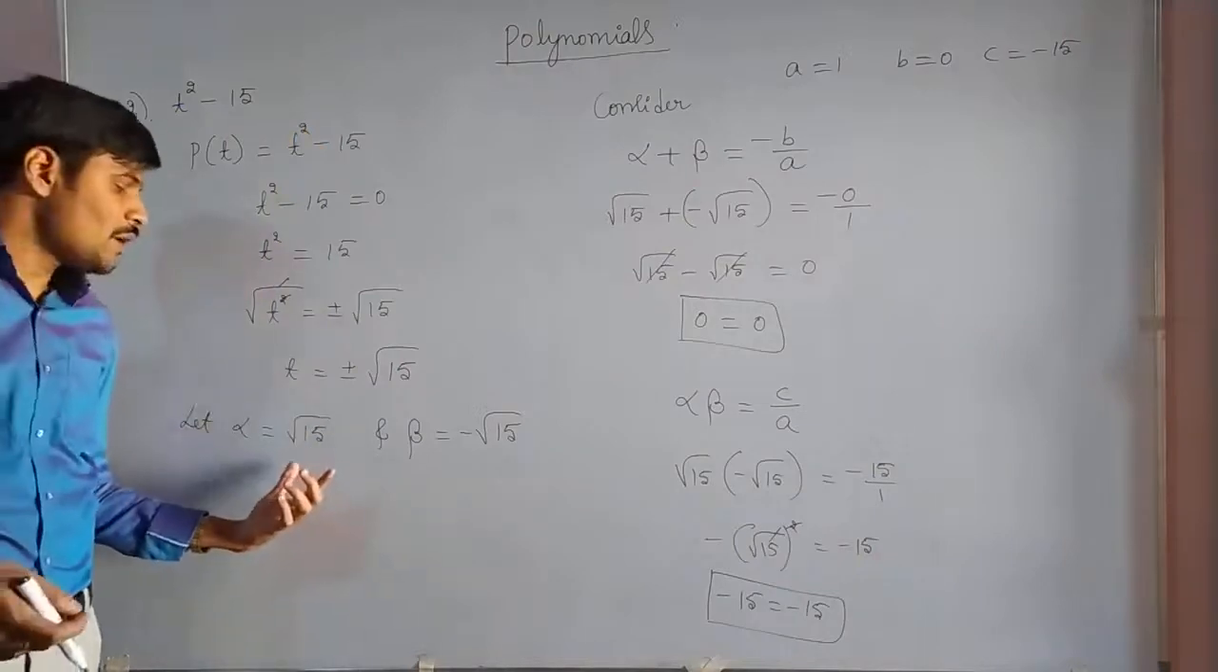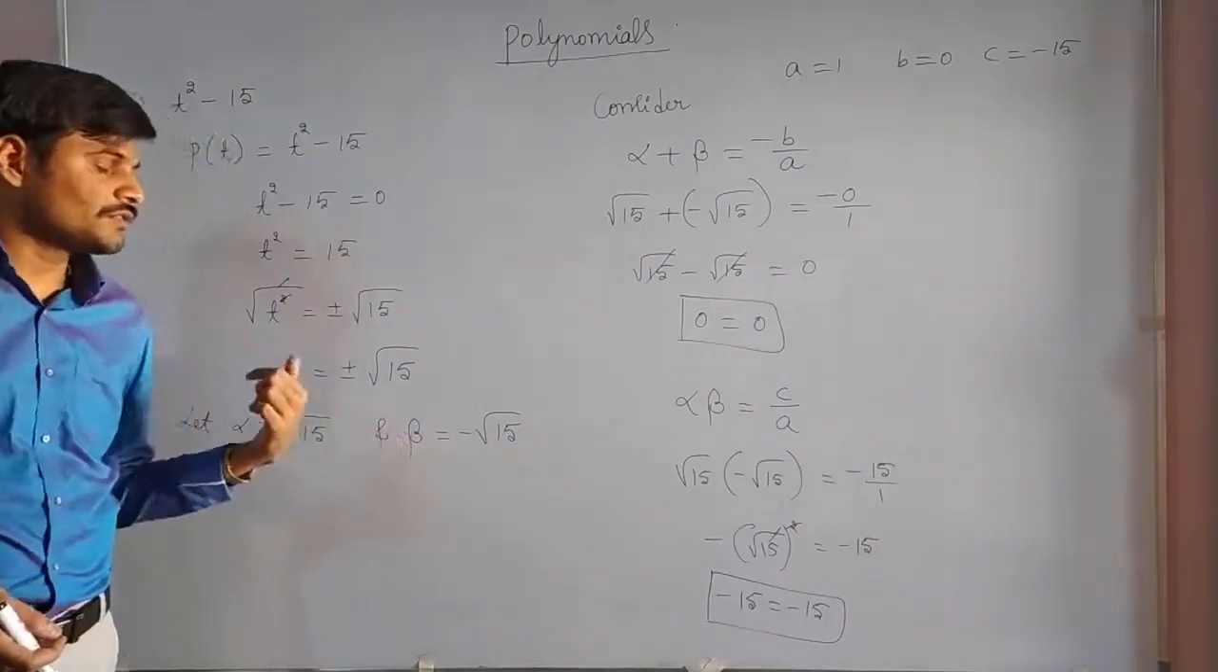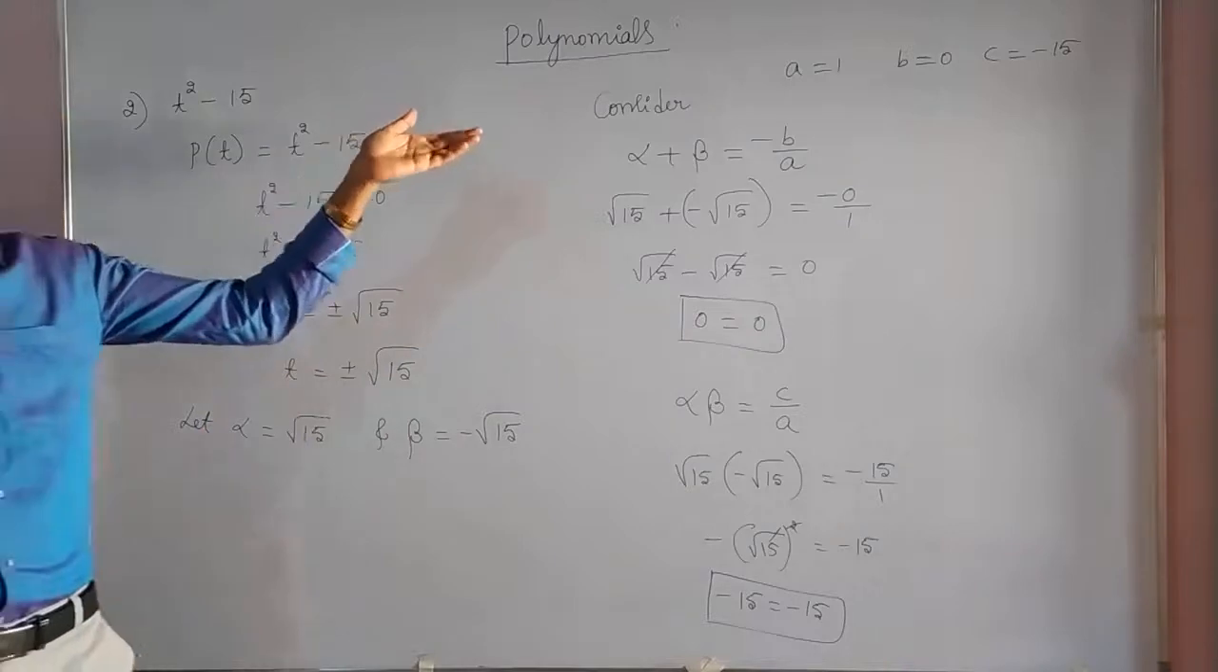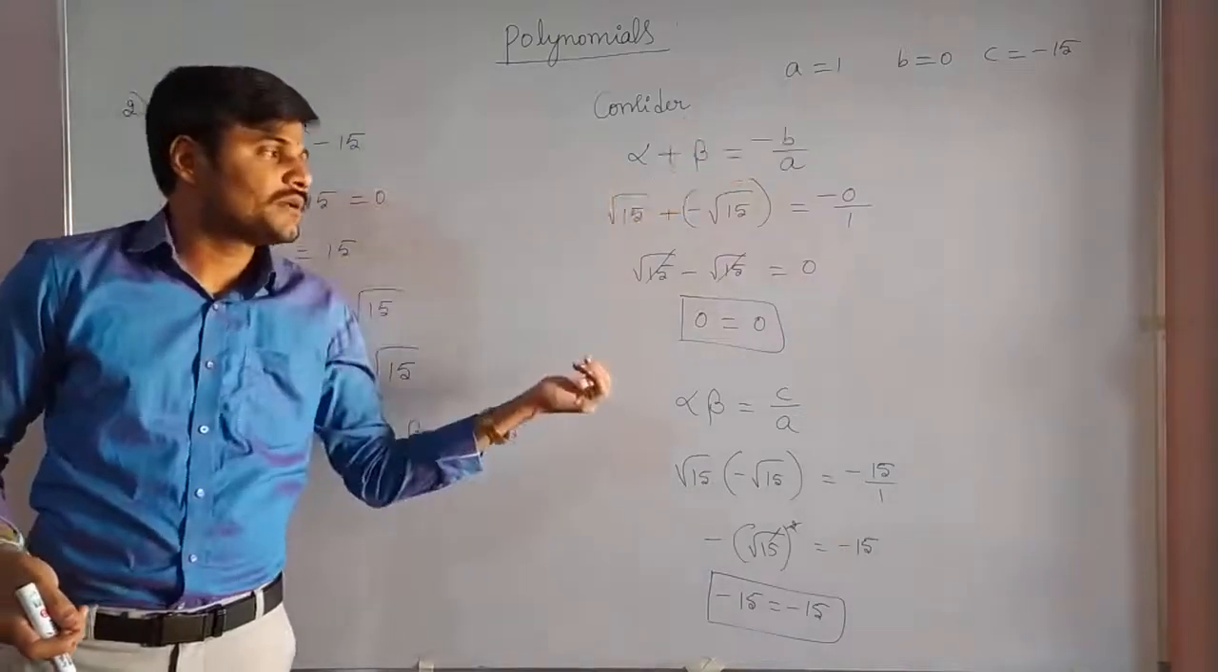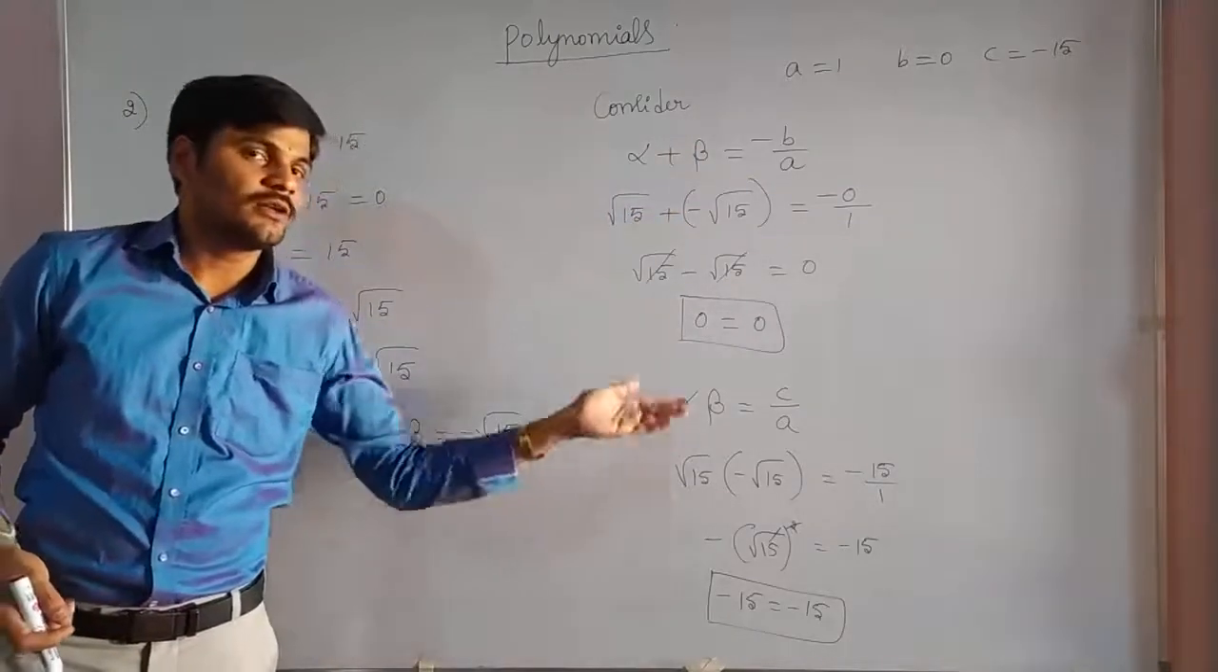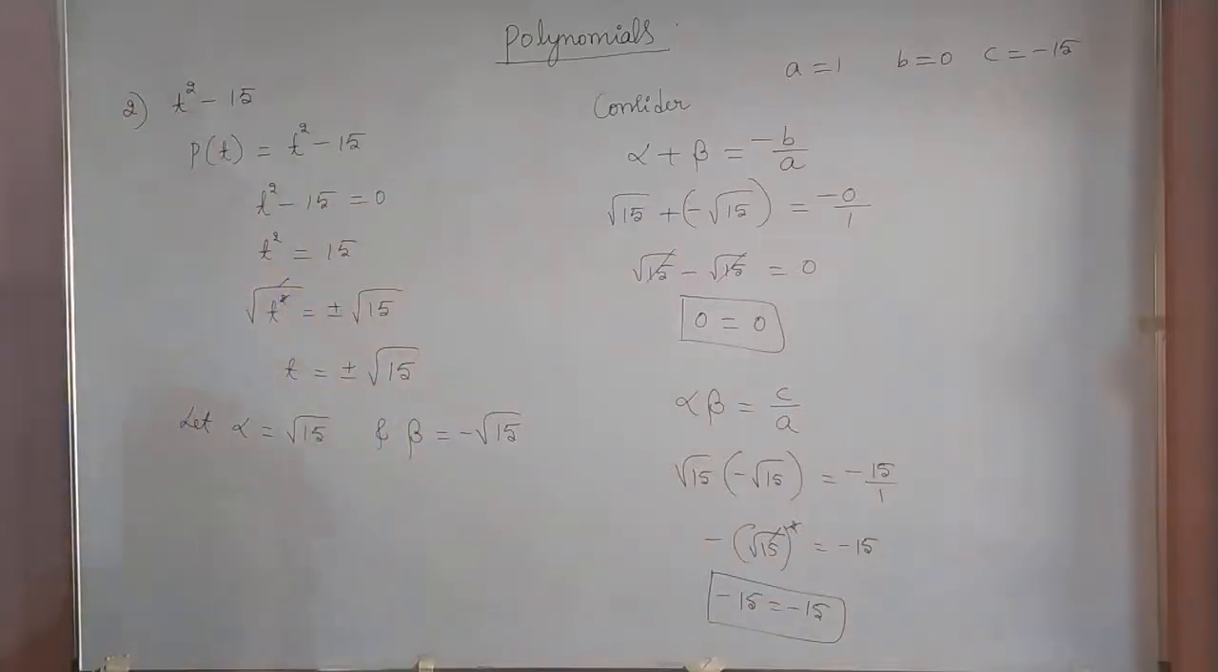That verifies the relationship between the zeros and its coefficients. The zeros you got here are plus root 15 and minus root 15, and that is verified with alpha plus beta equal to minus b by a, and similarly alpha beta equal to c by a, which is minus 15.